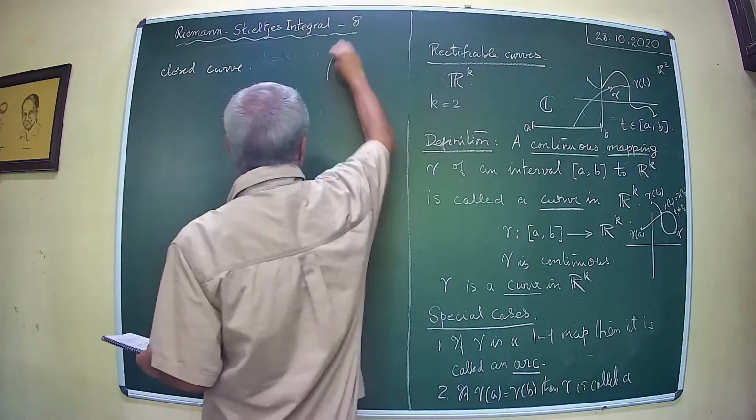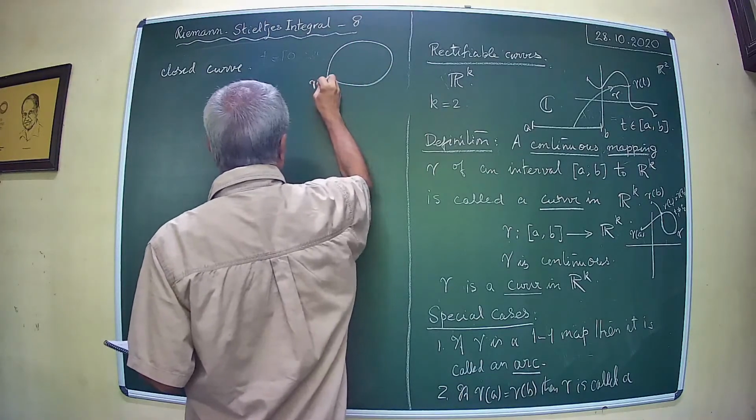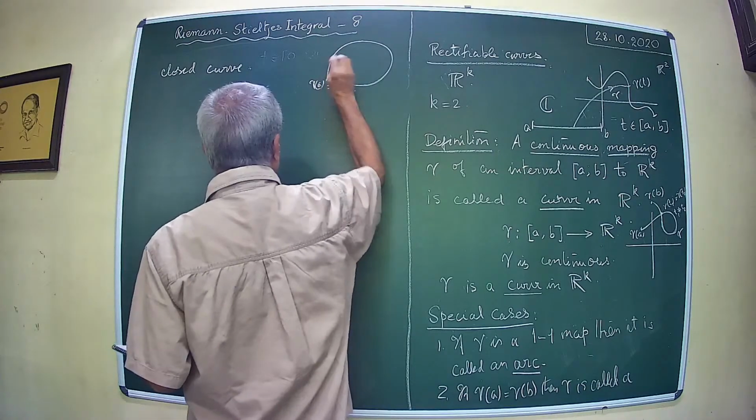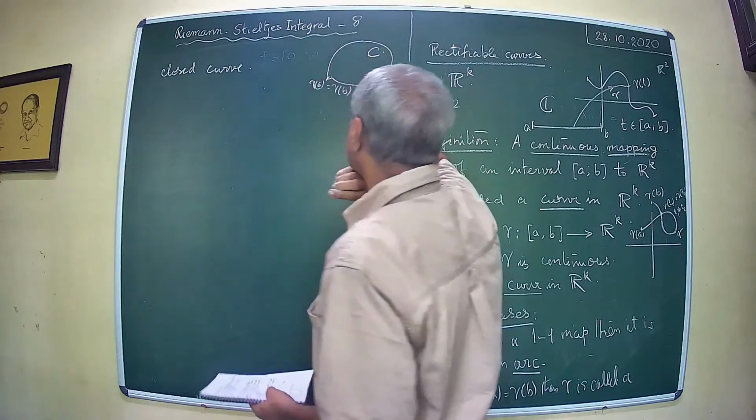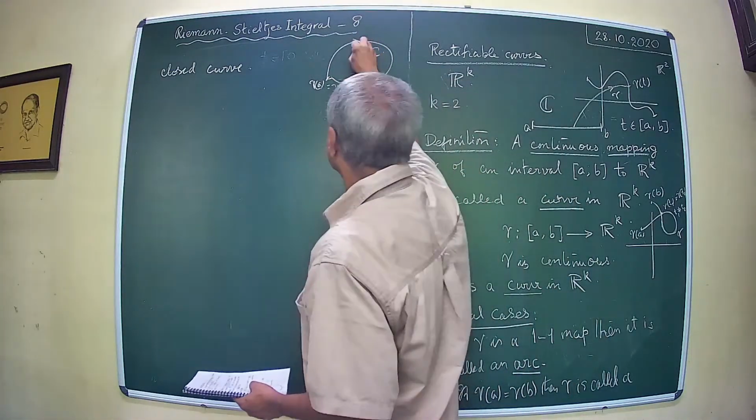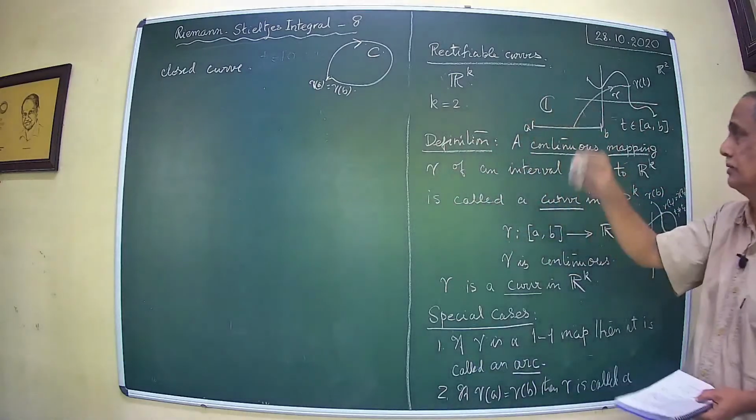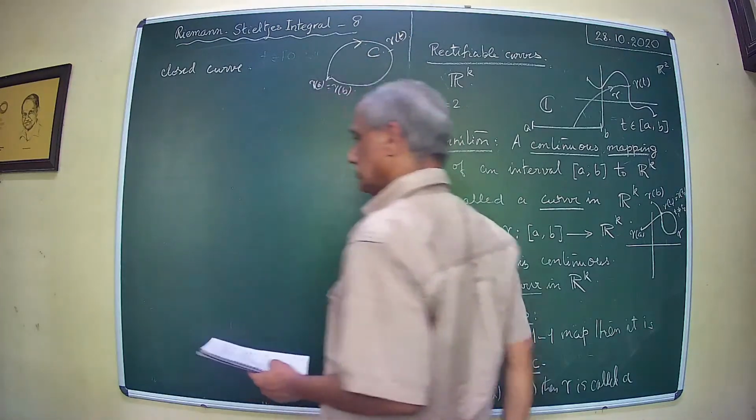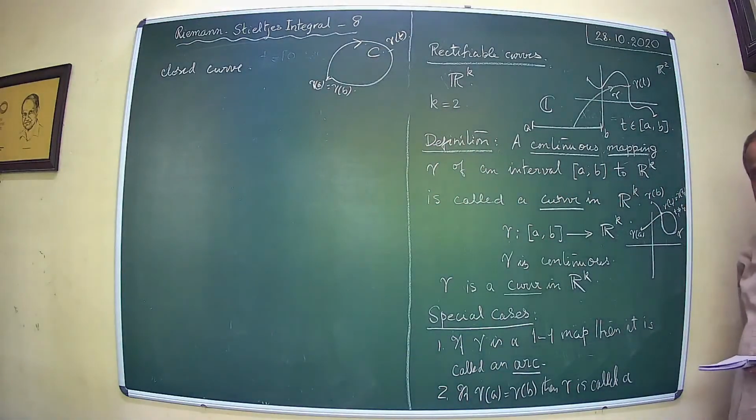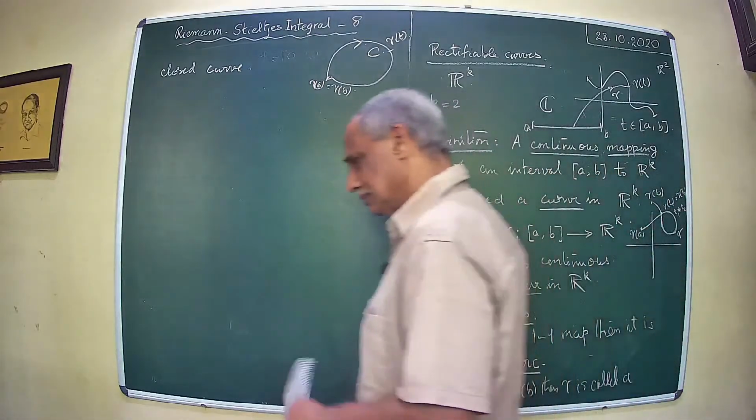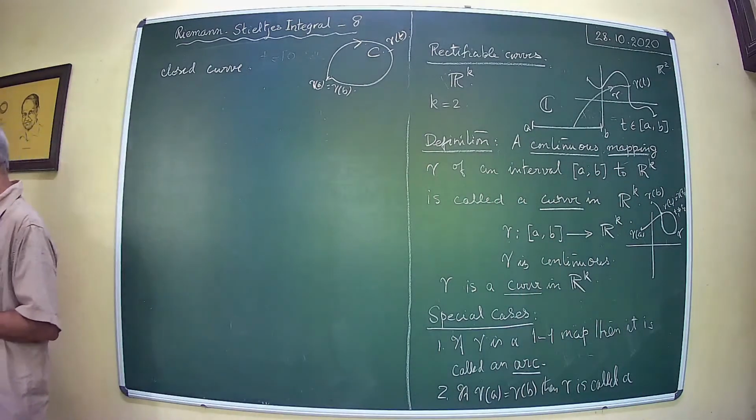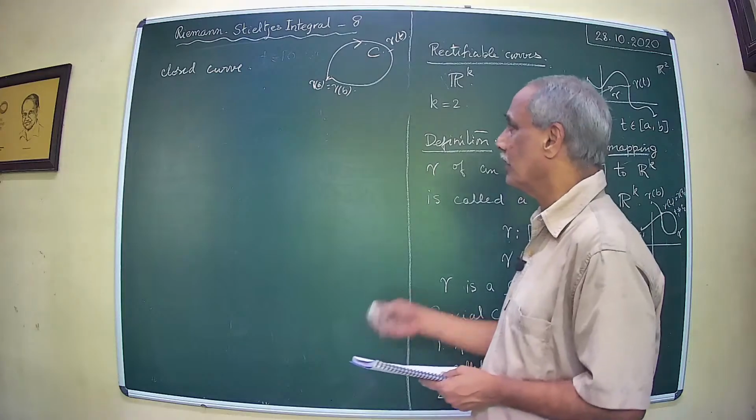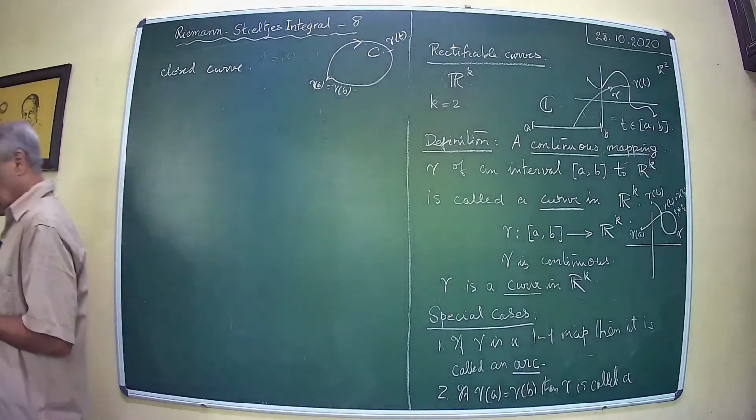That means something like this. Suppose this is gamma A, gamma B. Then it is called a closed curve. See, something like this. So this is some point. That's only gamma is continuous, and gamma satisfies the property that it gets back to the same point where it started. This is what you call a closed curve.